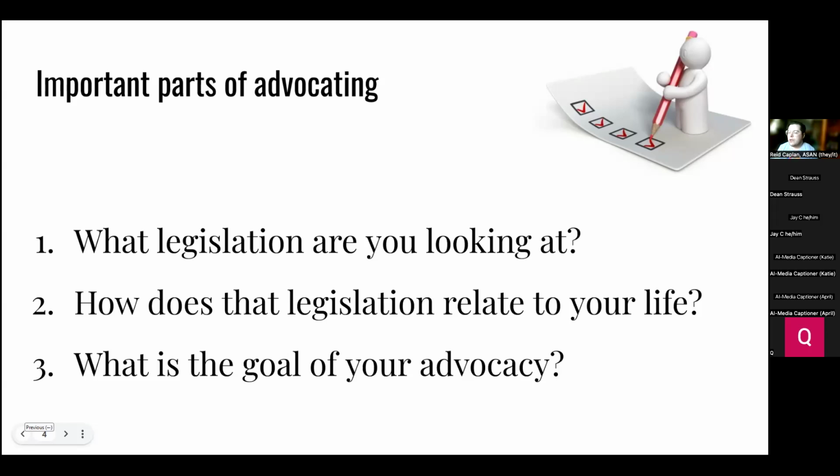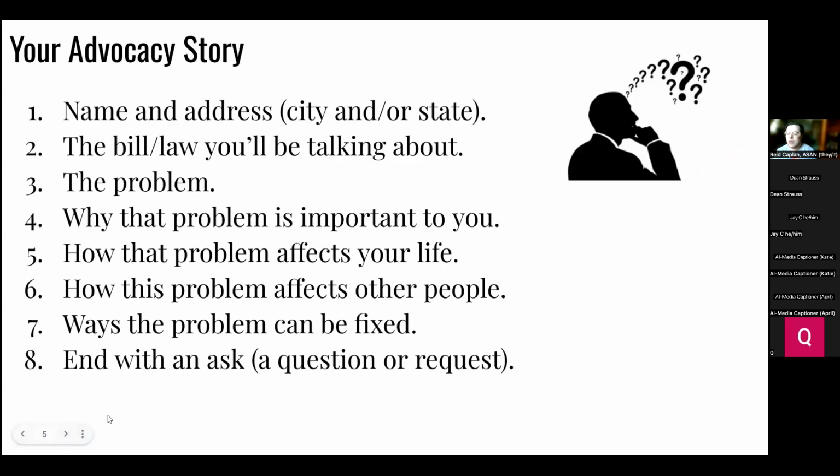Or it might be for them, like I said earlier, to introduce a new bill that would address the problems that you care about. But you should always know going in to whatever advocacy you're doing what you want to get out of it. And so one way to lay out your goals and ideas is to create an advocacy story.